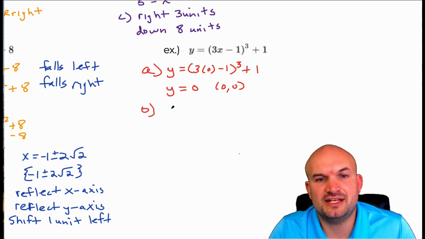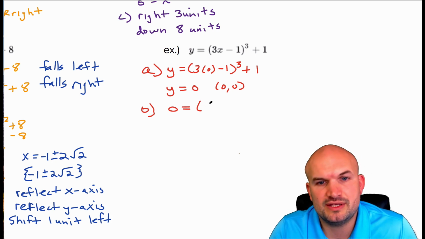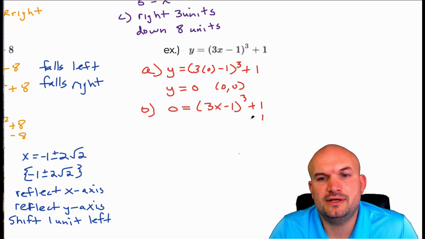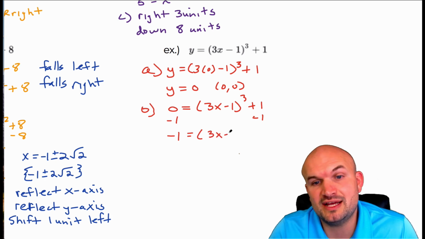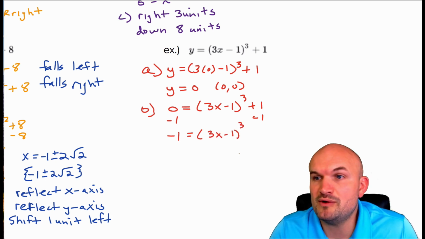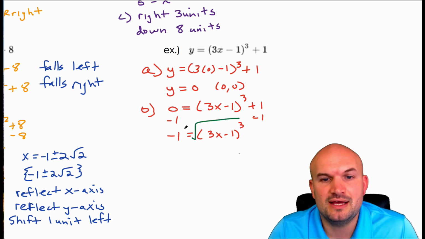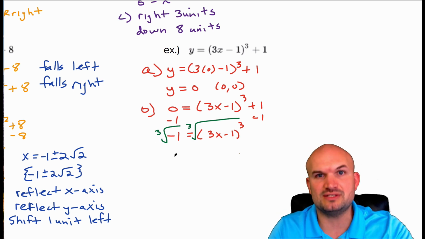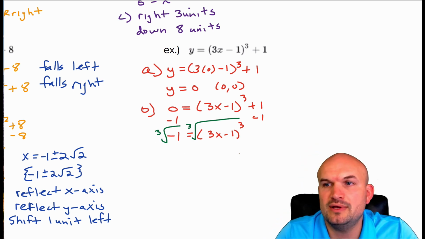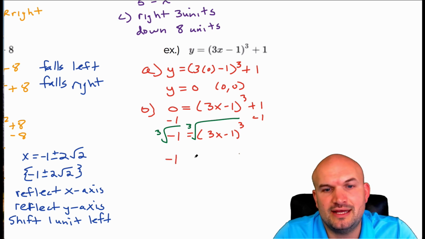Part B, setting your equation or function equal to 0 and solving, or replacing y with 0 and then solving for x. Now here is one where a lot of students get mixed up because they say, uh-oh, you can't take the square root of a negative. And you're right, you can't. So thankfully, we're not taking the square root. We're taking the cube root, and you can take the cube root of a negative number. What multiplied by itself 3 times gives you negative 1? That's negative 1 times negative 1 times negative 1. So the cube root of negative 1 is negative 1.